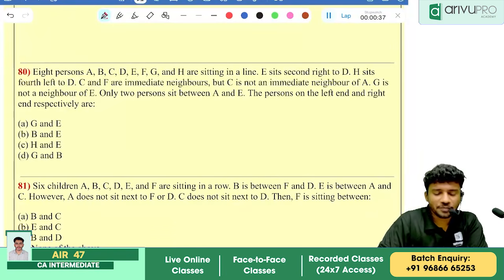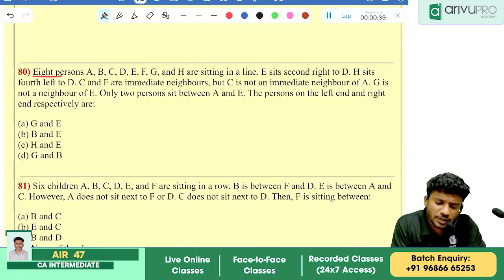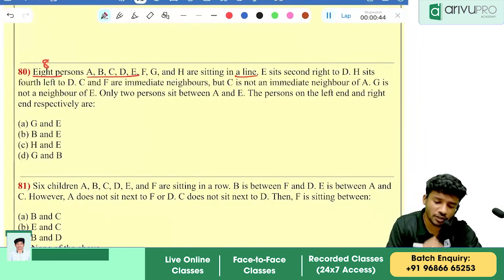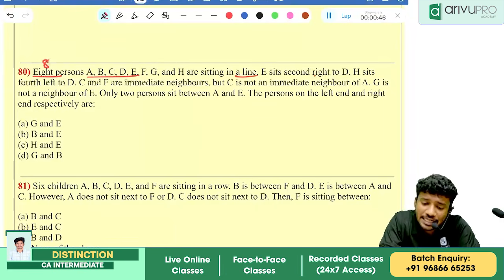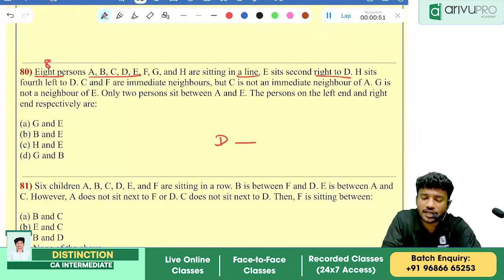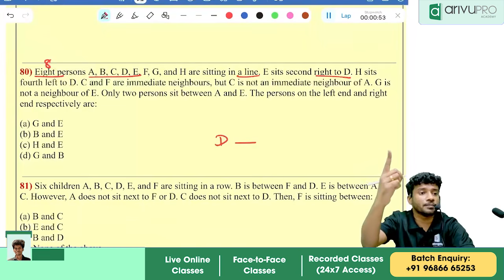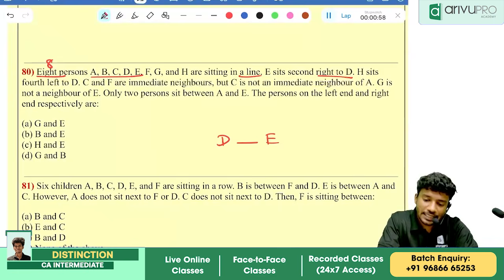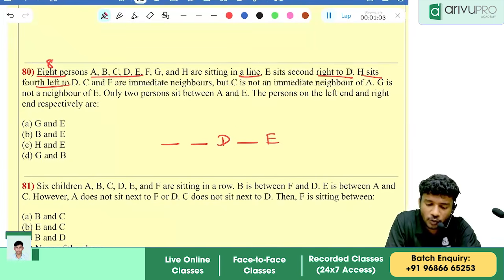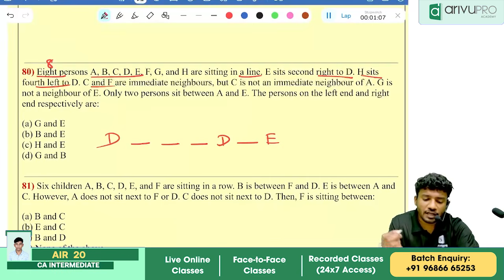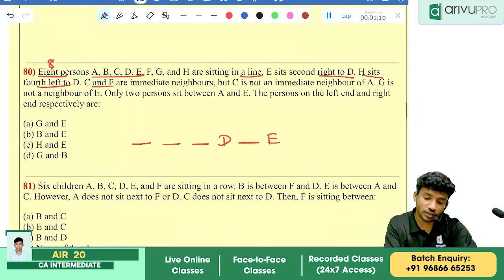Correct. Listen. 8 persons A, B, C, D, E, F, G, H are sitting in a line. How many people are there in total? 8. E sits second to the right of D. If D is here, E is sitting what? Second to the right. That means how many people are there in between them? One person is there in between them. So D dash E. H sits 4 to the left of D. 4 to the left means 1, 2, 3. Then who is there? H is there. C and F are immediate neighbors.